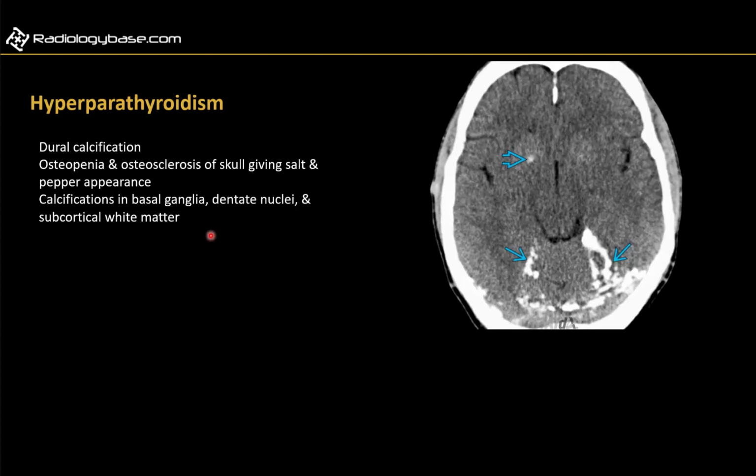The next cause is going to be hyperparathyroidism, which is a metabolic disorder. It can lead to extensive dural calcification, but you can also see the skull showing a salt and pepper appearance because of osteopenia and osteosclerosis. But in this case, you can also appreciate that there is calcification in the basal ganglia, and the dentate nucleus of the cerebellum can also be seen, as well as in the subcortical white matter.